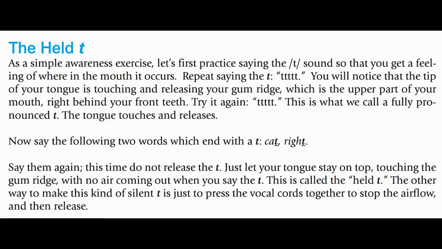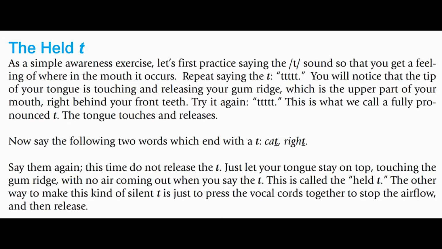The held T. As a simple awareness exercise, let's first practice saying the T sound so that you get a feeling of where in the mouth it occurs. Repeat saying the T, t, t, t, t, t. You will notice that the tip of your tongue is touching and releasing your gum ridge, which is the upper part of your mouth right behind your front teeth. T, t, t. This is what we call the fully pronounced T. The tongue touches and releases.